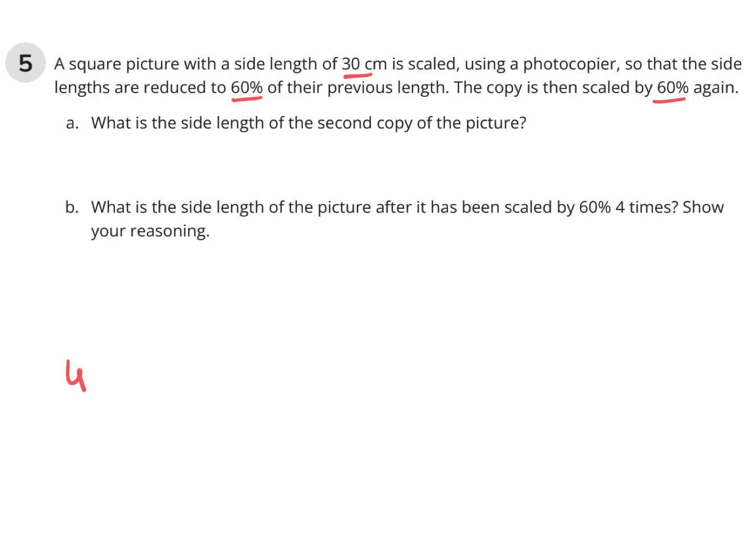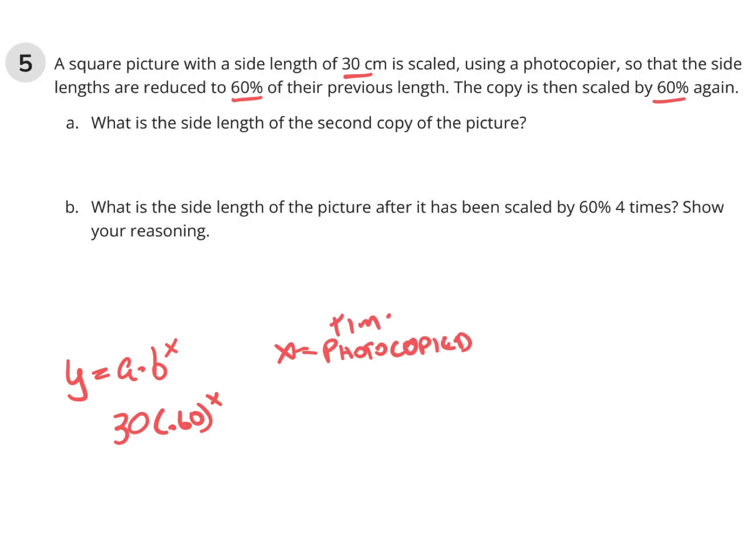So in an exponential, y equals a times b to the x power. We started with 30 centimeters, so that's going to be our input and our output. 0.60 is our factor because we have to multiply by 60 each time. And x is photocopies, or times photocopied. That's better. So we're going to put it in the calculator like this.